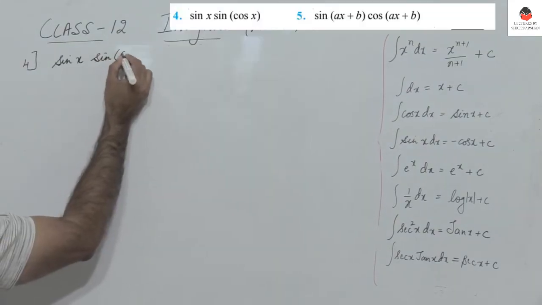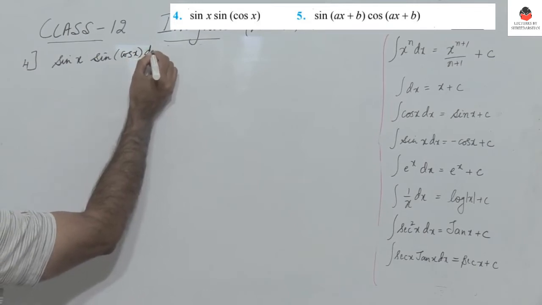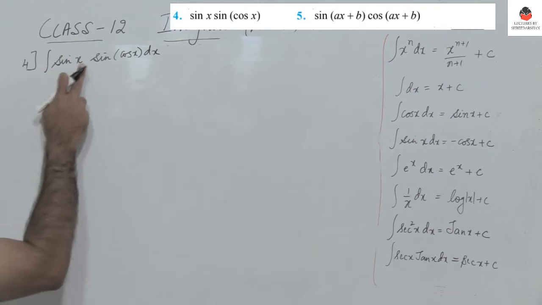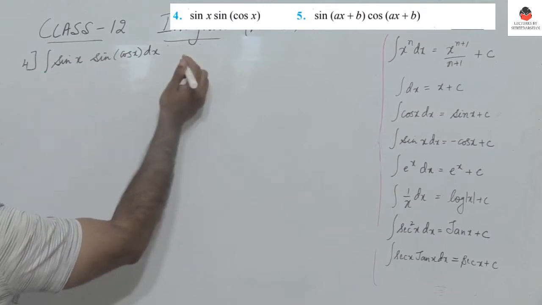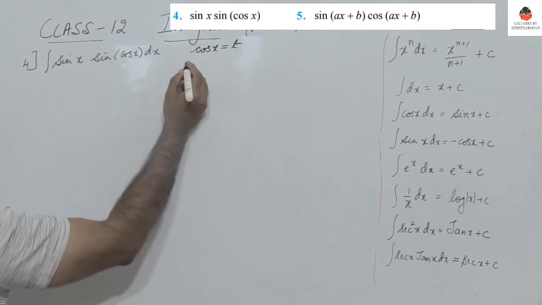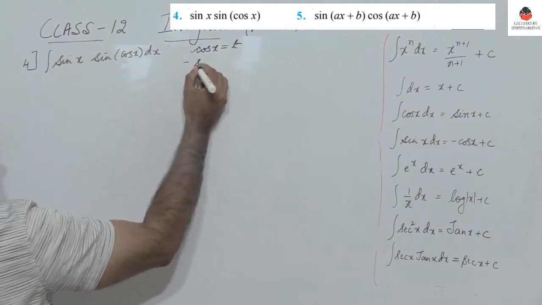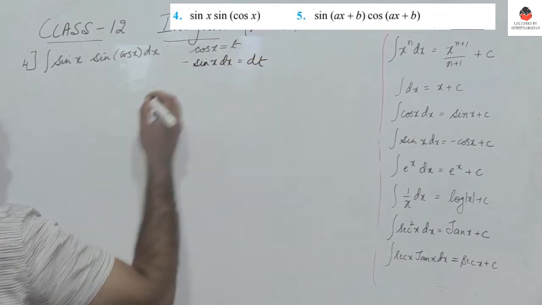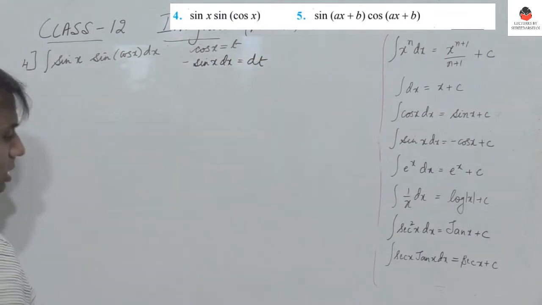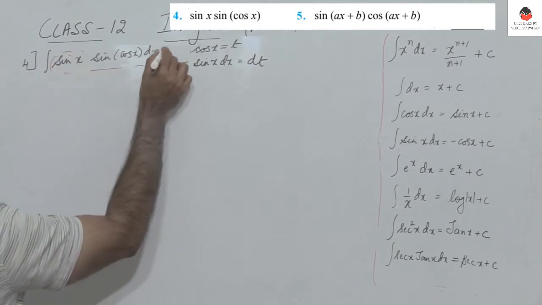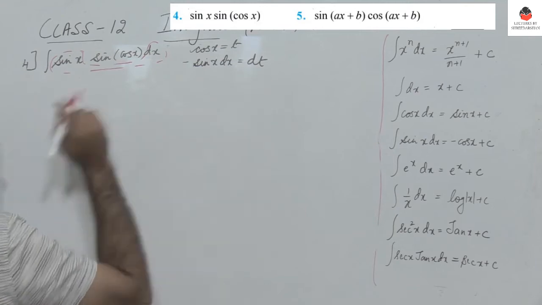The next problem is to integrate sine of cos x into sine x dx. So I have to integrate this. Now we have sine x as well as cos x. So put cos x equals t. So cos x equals t. So if I differentiate this, the differential of cos x is minus sine x dx equals dt. So we have sine x dx with a negative sign. So sine x dx is nothing but minus dt.